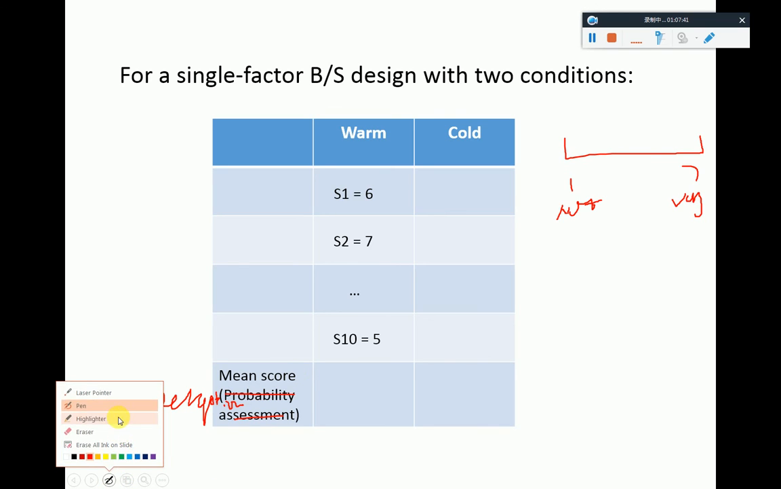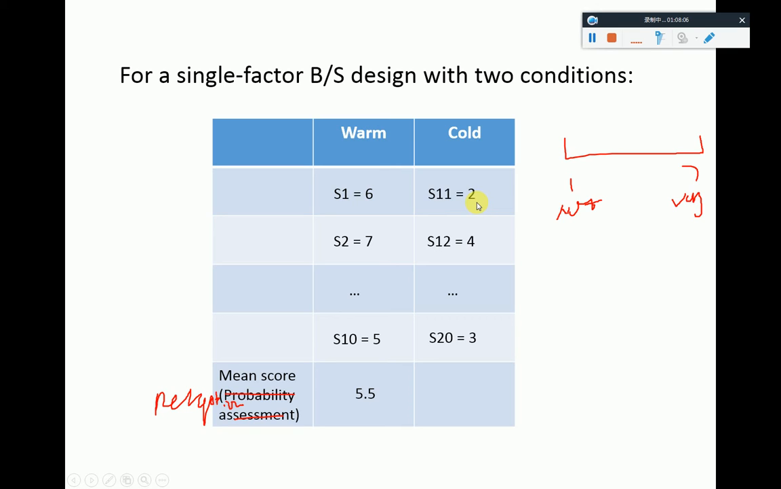We can calculate the averages using all these individual scores, and let's imagine the average is 5.5. So on average, they believe Mike is kind of warm, not very, but kind of warm, higher than the midpoint 4.